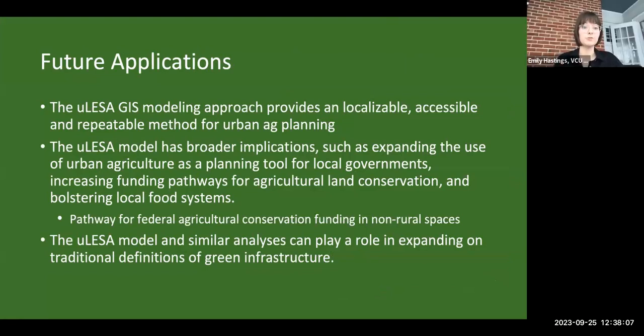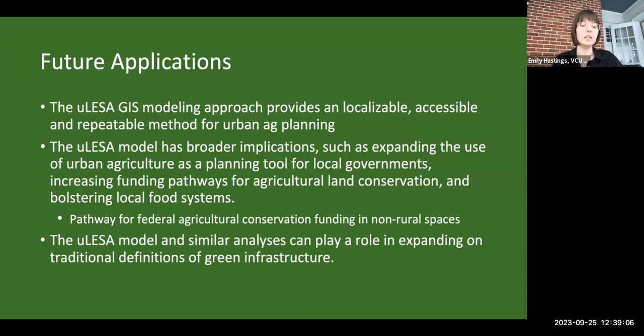And so, just like general future applications and implications of our research, they provide a localizable, repeatable methodology for urban ag planning. With each locality, we tailor it to make sure that they really have buy-in and that they really get out of the model what they want. So if they have a particular emphasis within the locality on food access or green infrastructure, we can really focus that within the model. So it really provides a great tool for those localities to emphasize some key points that the locality is really interested in.